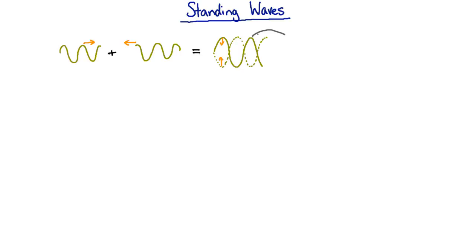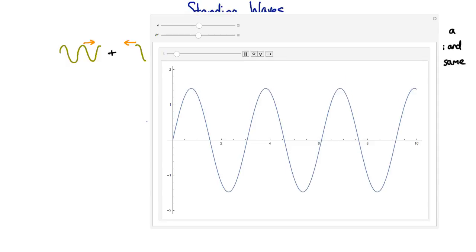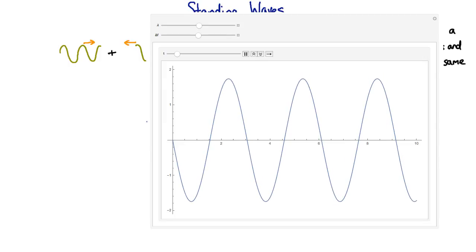And these points here, where the standing wave is moving a lot, are called antinodes. And these points here, where it's not moving at all, are called nodes. So here's our standing wave, where both the frequencies are the same.